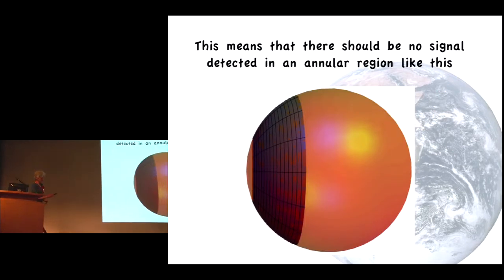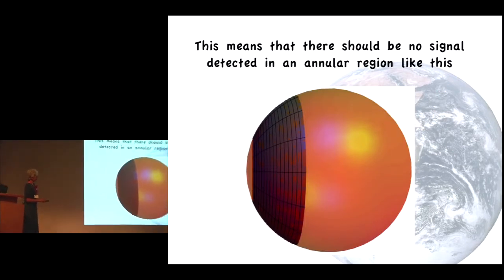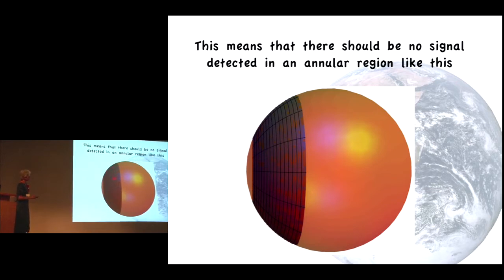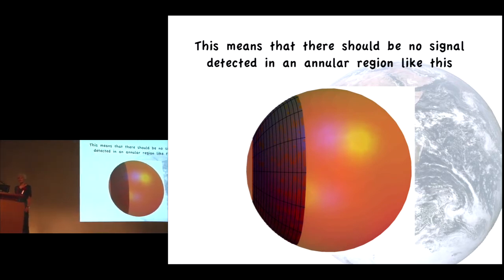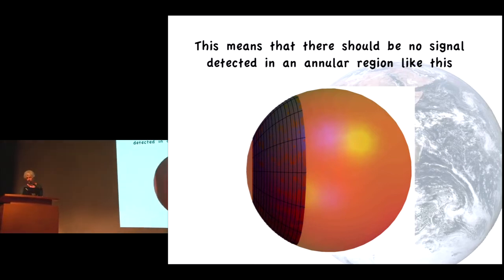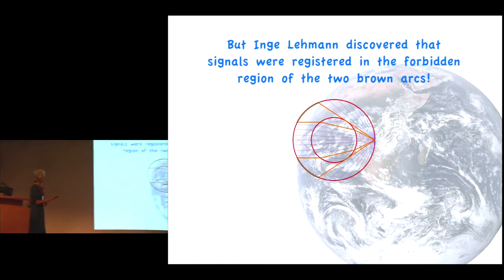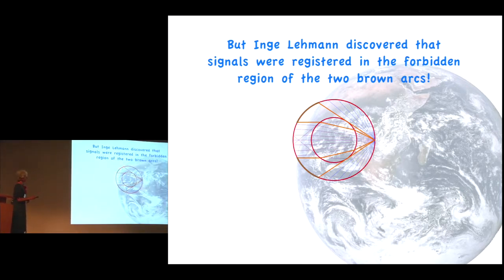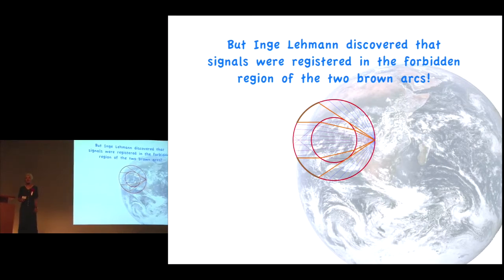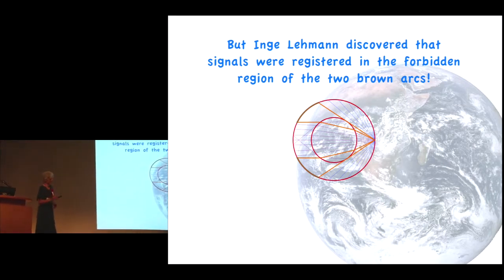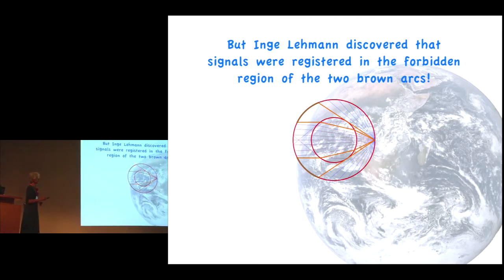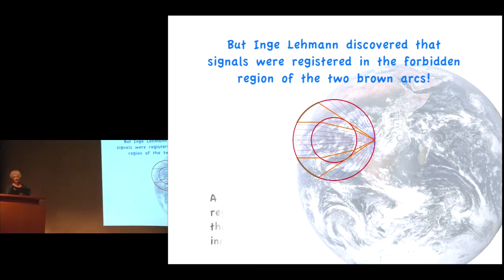So if I put it in a 3D setting, if my earthquake is here, in this annular region, I should detect no earthquake signal. But Inge Lehmann discovered that some signals were registered in the forbidden regions. So that means there was something wrong with the model. It doesn't work to put this interior and match it with the data you have on the surface. So this is the problem.